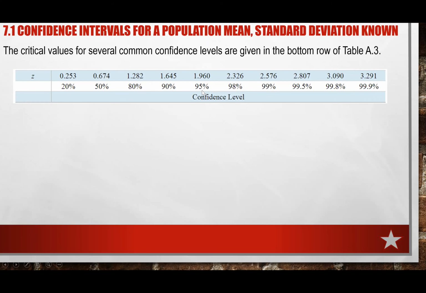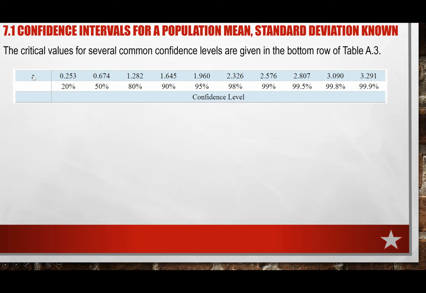If they ask you for the critical value for a 95% confidence level, then the critical value will be 1.960. If they ask you for 99% confidence, then the critical value will be 2.576. For now, this is all I want you to look for. This is all you need from table 8.3. Tomorrow, we will look at table 8.3 as a whole and explore that table a bit. But for now, in 7.1, this is all you need from the table appendix 8.3, which is the Z score.